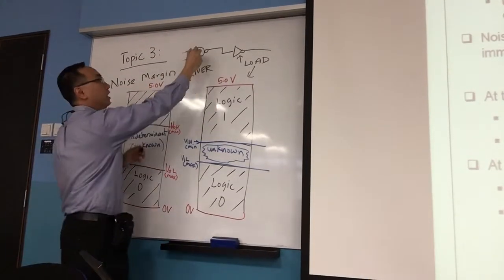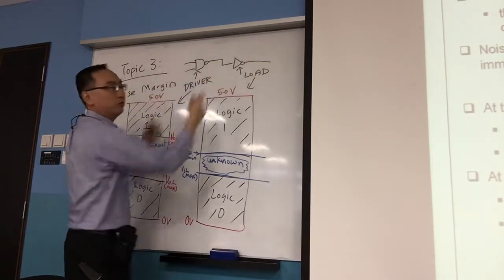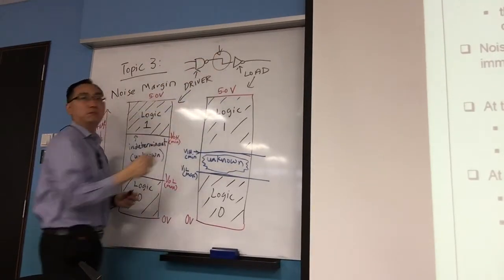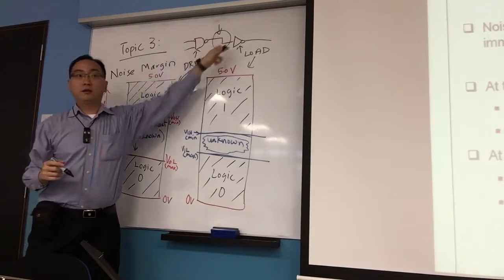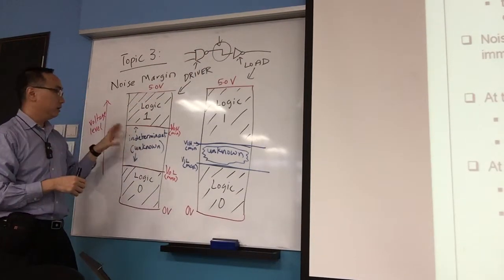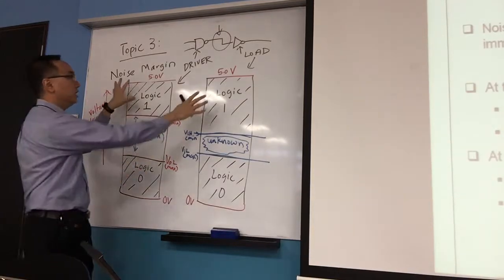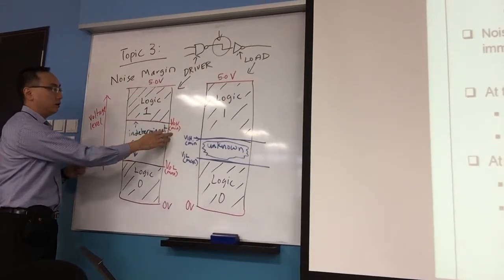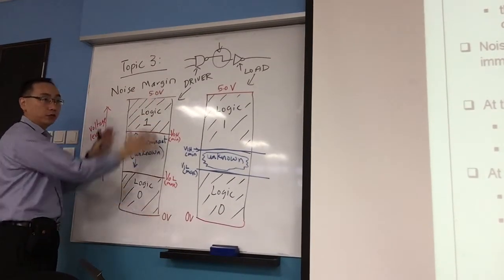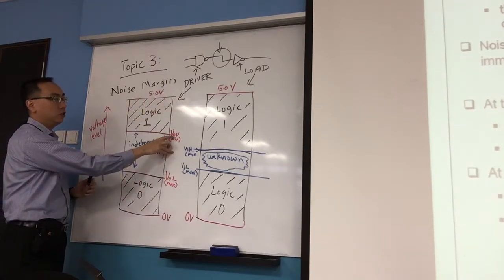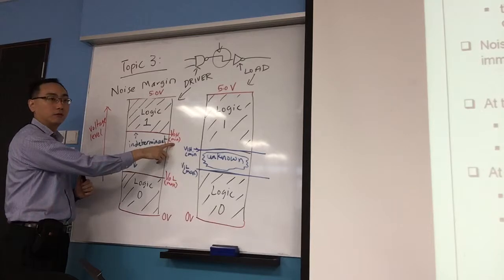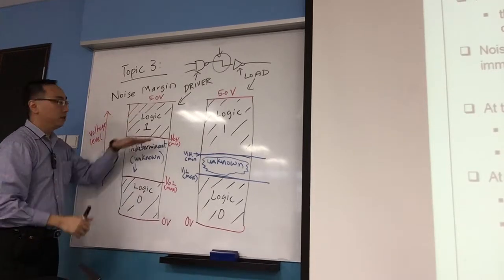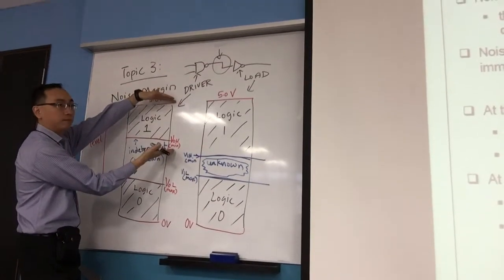If I drive it, I have a driver in a low condition, and when I put them together, I want to know what is the noise that will affect this middle part. That is the unknown. There is some level unknown, I'll explain to you. So this one refers to the driver, this one is a load. For the output of the driver, there's this thing called VOH minimum. What does VOH mean? The voltage when the output is at logic high state. But this is the minimum because there is a range.